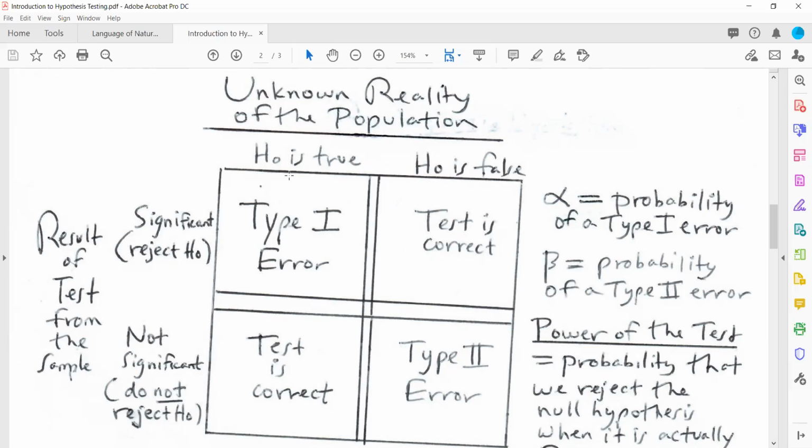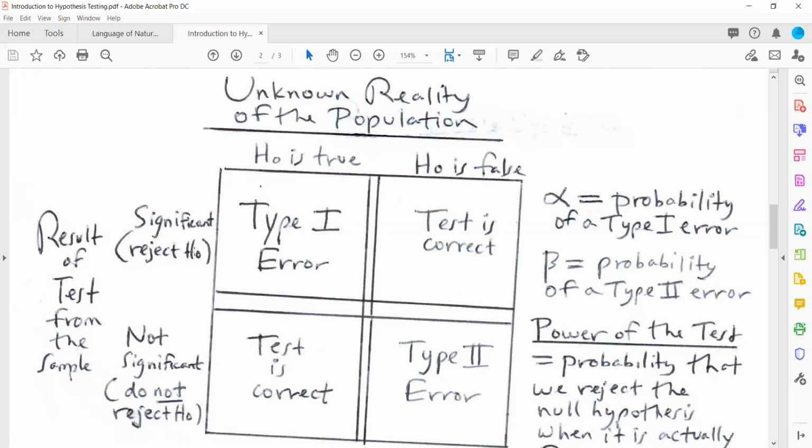So the null hypothesis, in reality, an unknown reality, is either true or it's false, right? It just makes sense. Something's just true or something's just false. Now, what we're going to do in statistics is take a sample and run some sort of test on the sample. We're going to determine whether there's enough evidence to reject the null hypothesis, which we call a significant result, or there's not enough evidence to reject the null hypothesis, which means it's not significant.